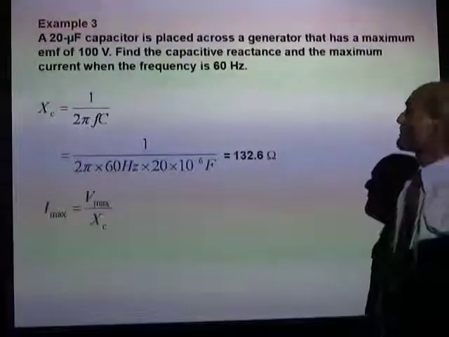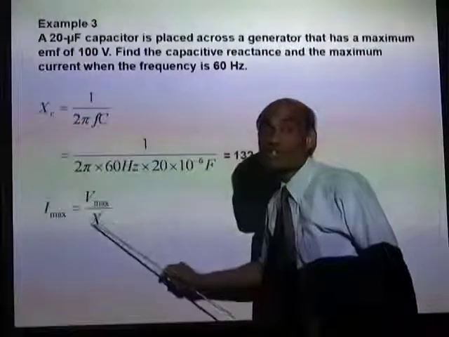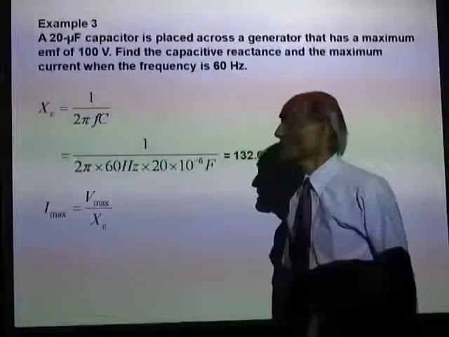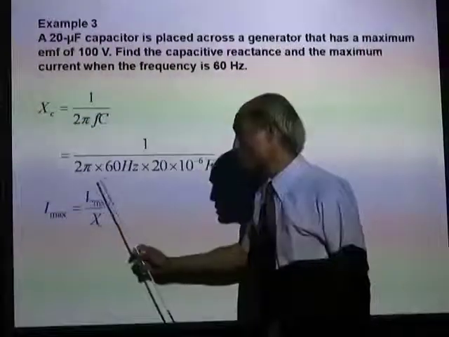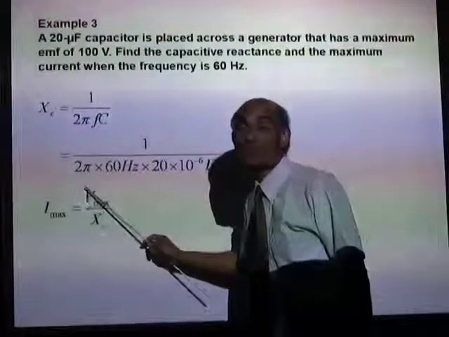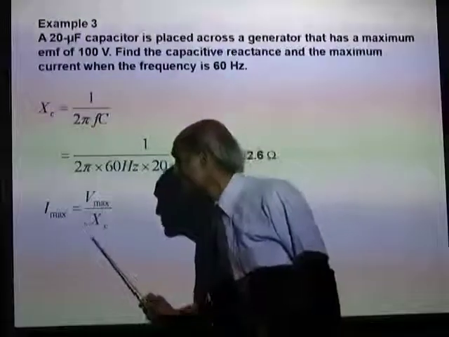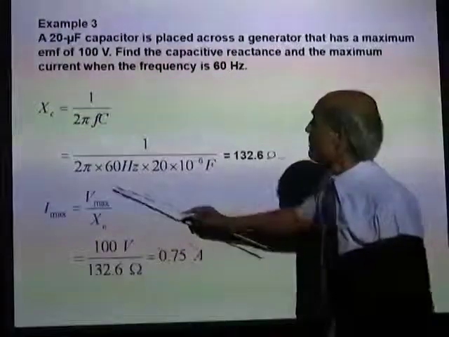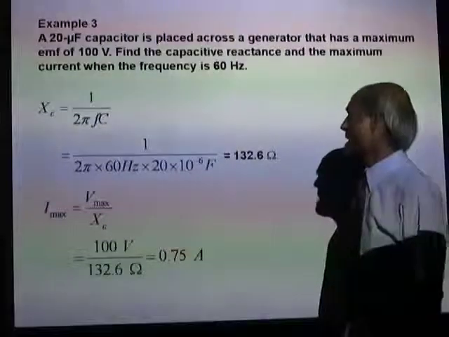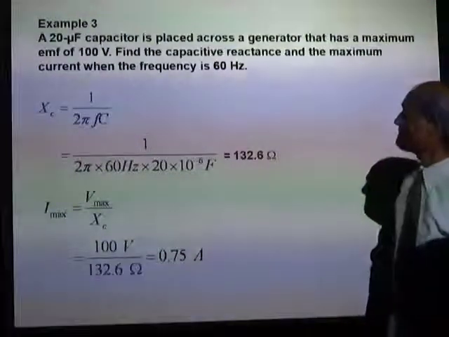132.6 ohms. Now, the maximum current is maximum voltage divided by the reactance. You can see the same situation, Ohm's law, I equal to V over R. In this case, it is not R, but reactance. And we know all these values. So the maximum current is 0.75 ampere. All right.